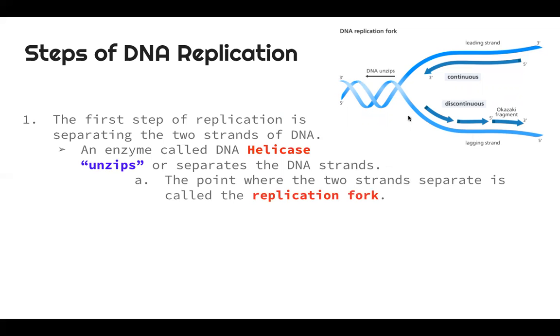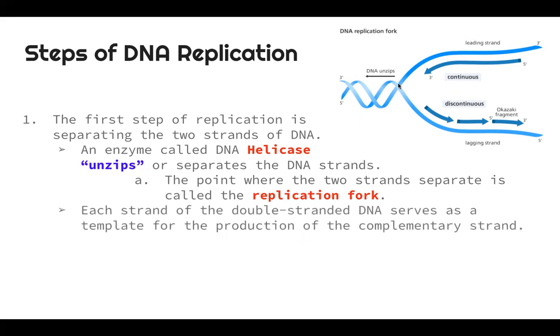So where the two strands are separating is called the replication fork. You know, a fork in a road is where the road has two new paths that go in different directions. So the fork in the DNA is where those two strands are coming apart, and you can go two different directions.